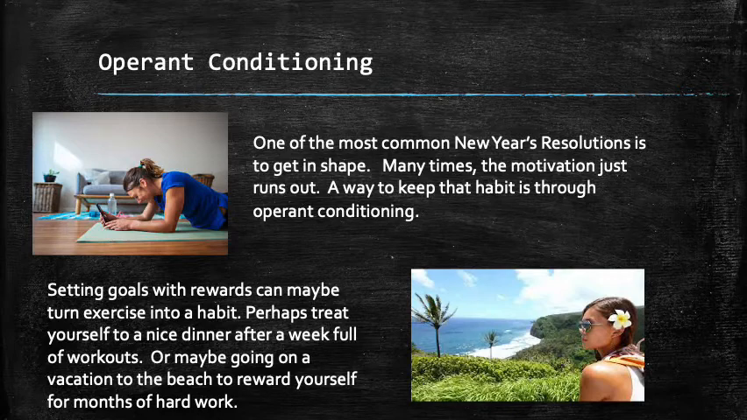Operant conditioning uses rewards and punishments to increase or decrease behavior. A great example of operant conditioning is a New Year's resolution to get in shape. So many people have done this, and so many people have failed. Many times the motivation just runs out.